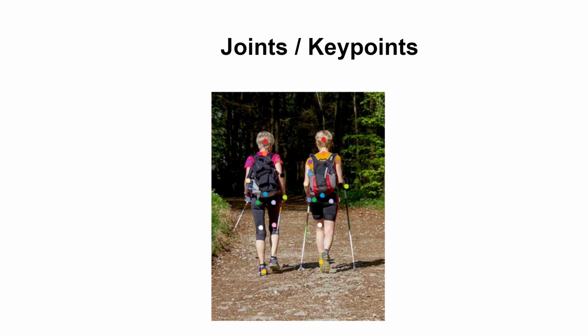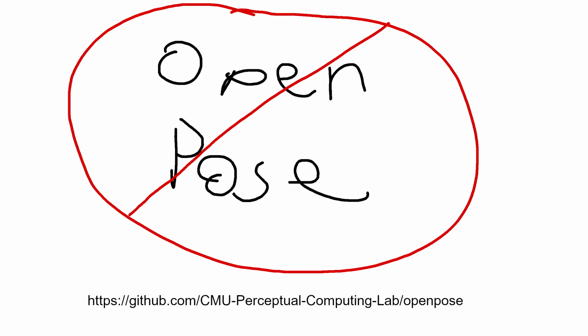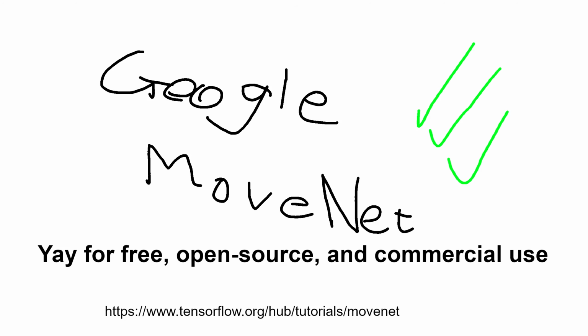The approach to solve this problem will be to use a machine learning model. We will not, however, use the non-commercially available model of OpenPose, which performs really well, but you can only use it if you have no money. Meanwhile, the model developed by Google, called MoveNet, can be used for anything you want, which is why I will use this model to get our key points.